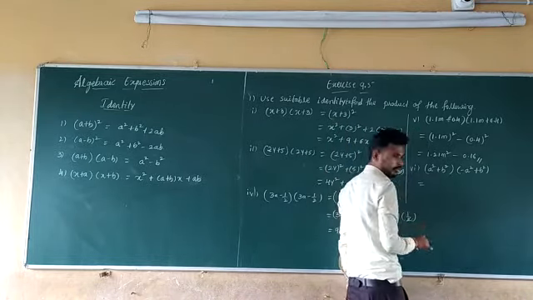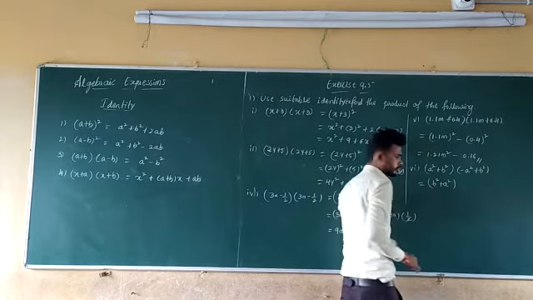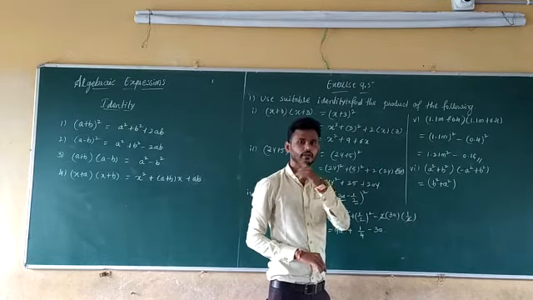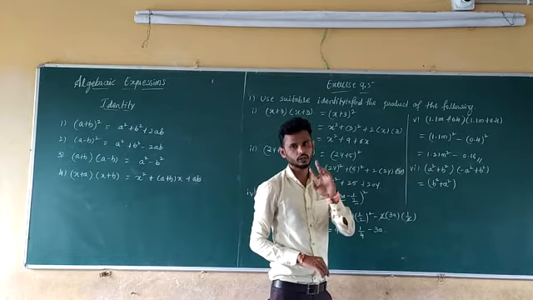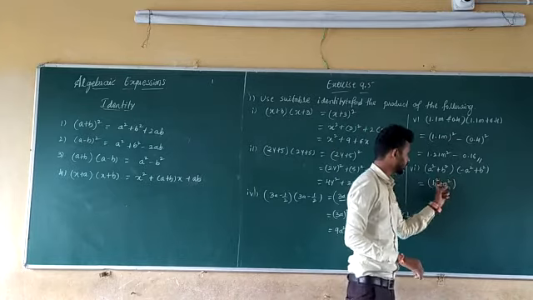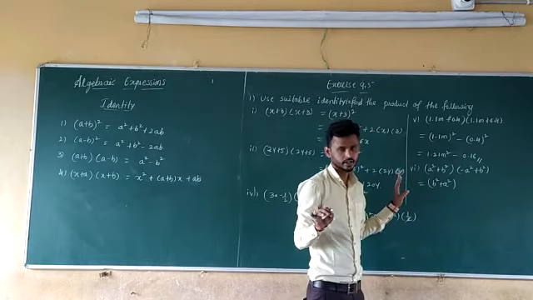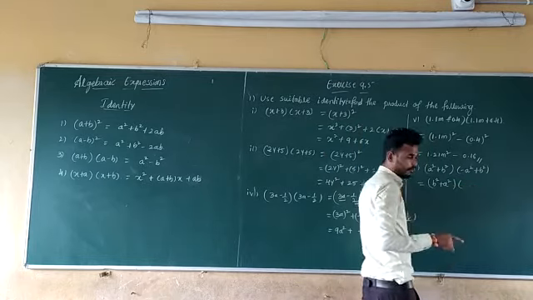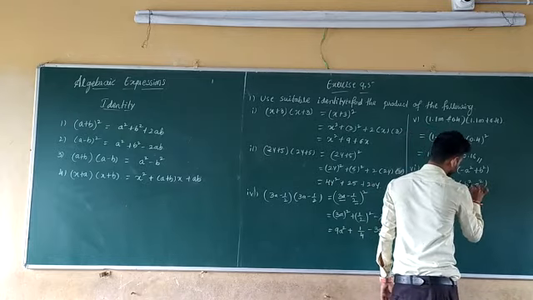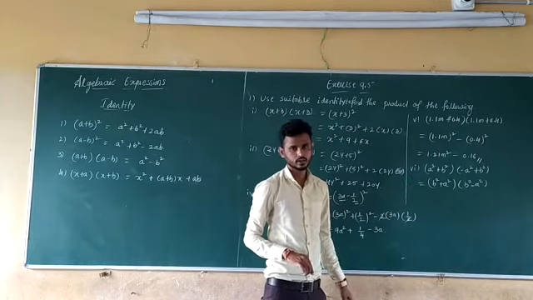I will write b square, a square plus b square as b square plus a square, because addition is commutative. 2 plus 3 is equal to 5 or 3 plus 2 is equal to 5. You can write 2 plus 3 or 3 plus 2, so nothing will change in that. Next I will write minus a square plus b square as b square minus a square. Addition is commutative, so I wrote just b square minus a square.